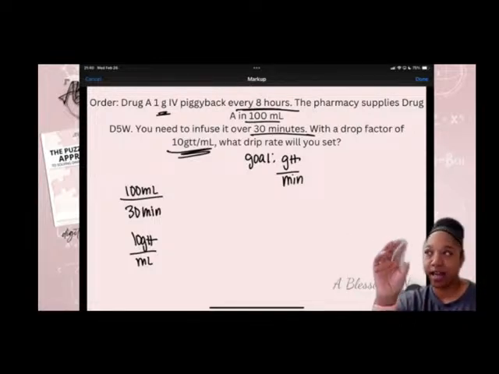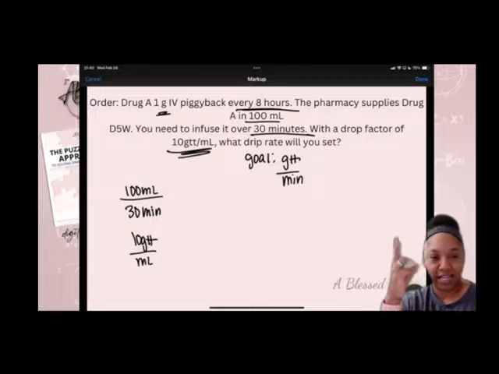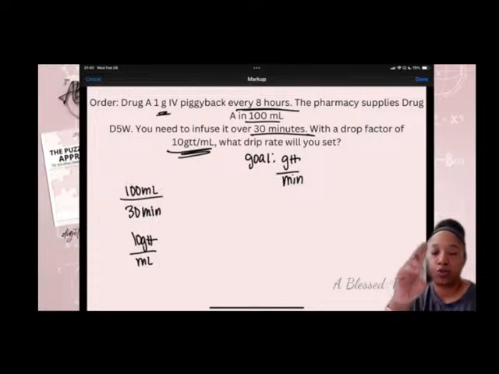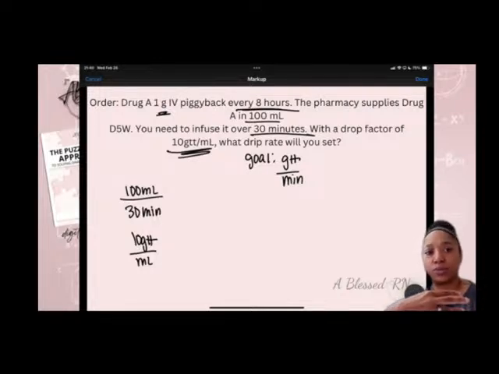Frequency is identified by your BID, TID, QID SIG codes, or it has "every" in front of the number of hours it takes to give a dose. So for every 8 hours, they want you to give one dose. That means 24 hours in a day divided by 8 hours is going to be 3 doses in the day. Is this asking for drops per day per dose or anything like that?